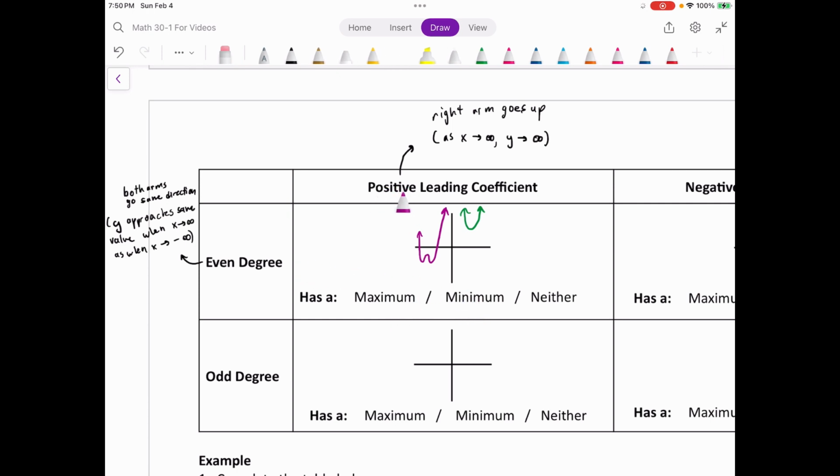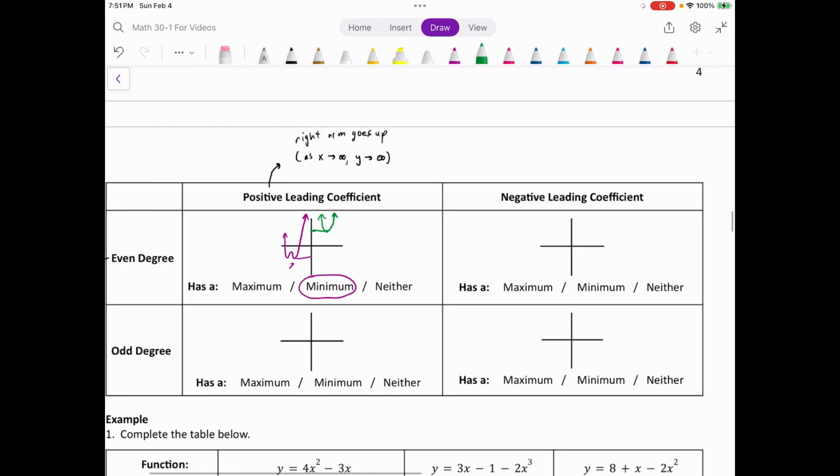Combine that with the fact that we know both arms go up now, we can figure out that this must have a minimum, right? There's a minimum for both of these. There's a minimum right there, right? That's the minimum y value. Or this one has a minimum right there, okay? All right. Let's try this combination out.